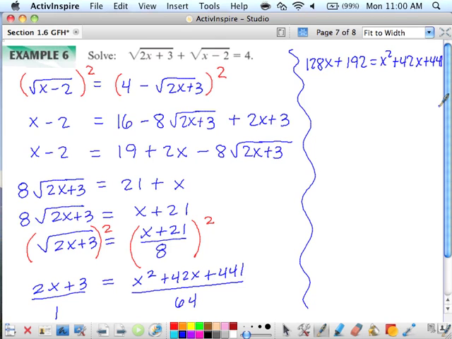Starting to run out of room up here. That's a quadratic equation, so let's get it equal to 0 and hope it factors. Don't give up, guys. We're almost there. Subtract 128x from both sides and 192 from both sides. So we have 0 equals x squared minus 86x plus 249. Let's try that again.